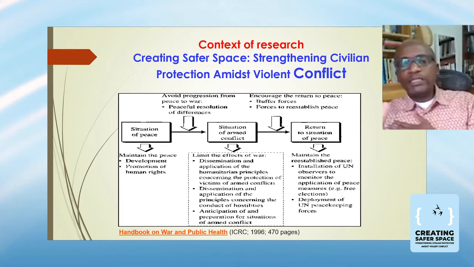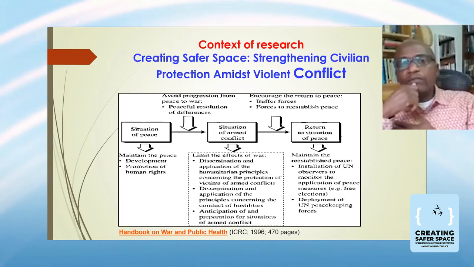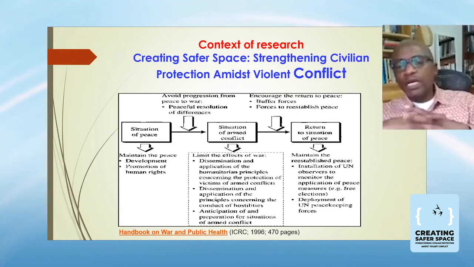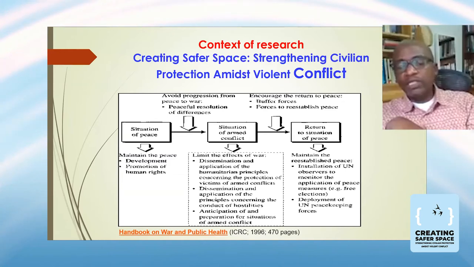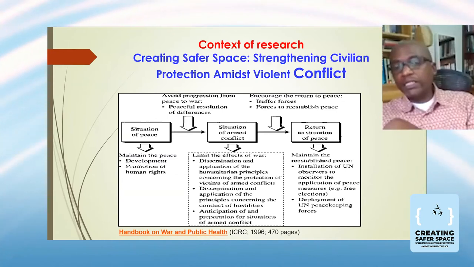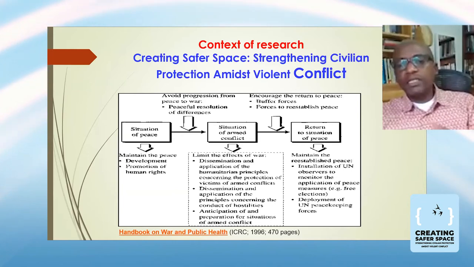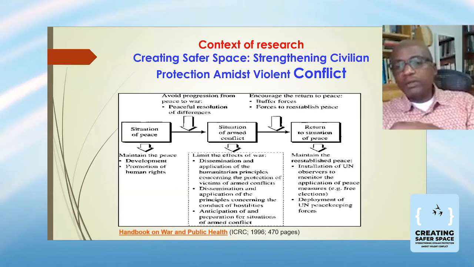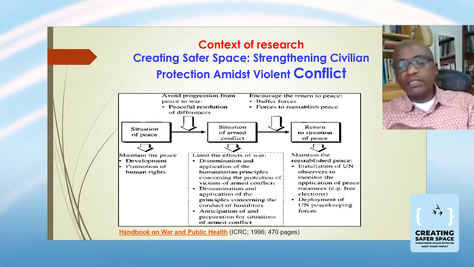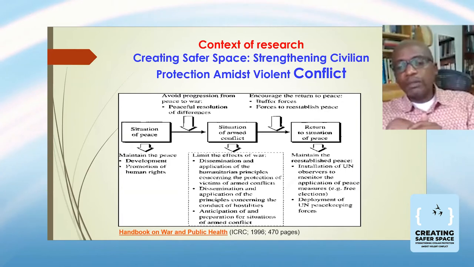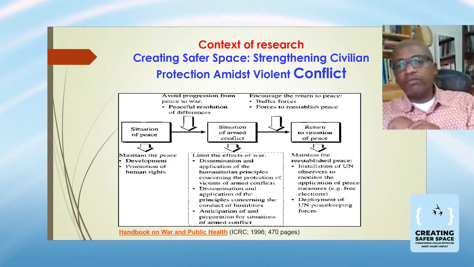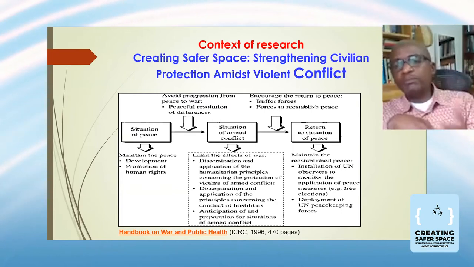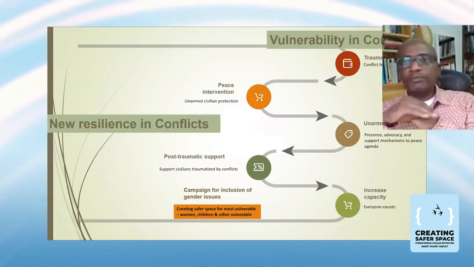If you look on the top right hand part of the diagram, you see there to encourage the return to peace, creating buffer zones. And the strategy that has been used for unarmed civilian protection has partly been that you create a buffer zone by presence, that the presence of an international group of civilians within the vulnerable civilians in conflict situations by itself creates a very strong buffer zone. And also it creates a force that will move much more towards a reestablishment of peace.